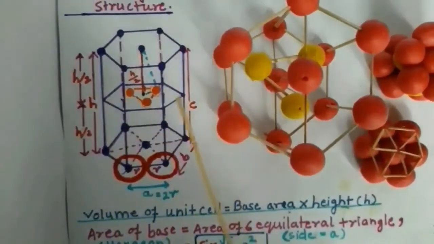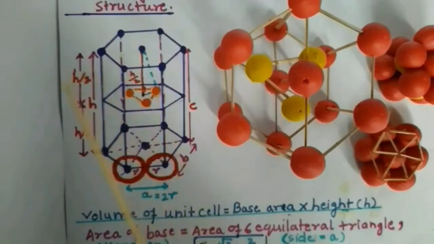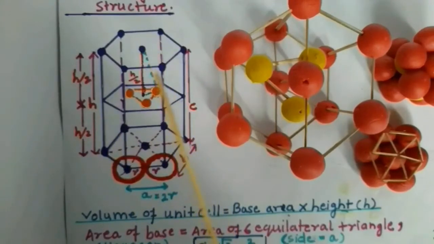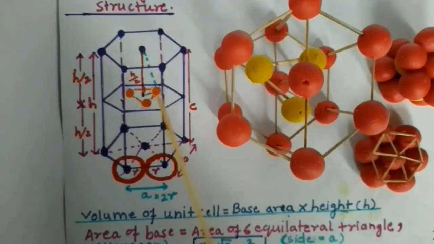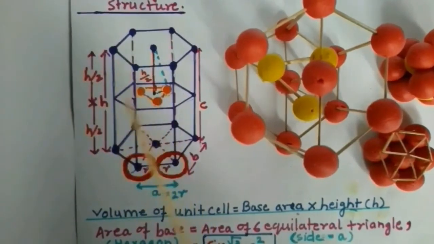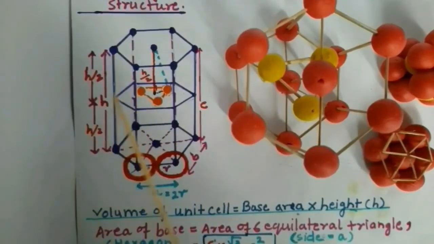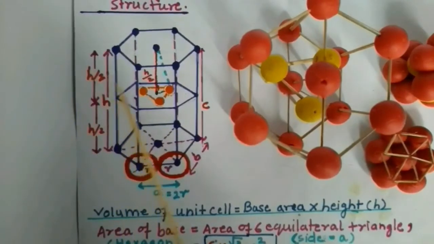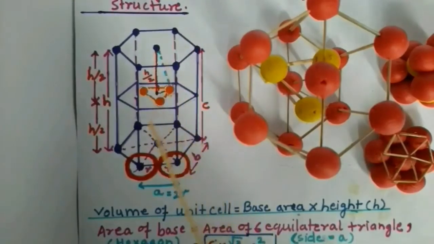Now let us calculate the height of this unit cell. The height of the unit cell will be equal to twice the distance between the two consecutive layers. Here the distance between the first layer and third layer is nothing but edge length C, which is represented as H, that is the height of the unit cell, and the distance between the two layers A and B will be equal to H by 2. So twice of H by 2, that is the distance between the two consecutive layers, will give you the height of this unit cell.